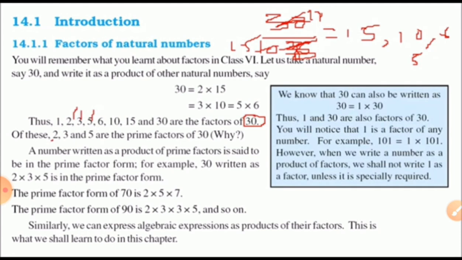But for 30, it is very simple. 30 comes in the 2 table, 3 table, 5 table, 6 table, 10 table, and 15 table. Or 30 is divisible by 2, 3, 5, 6, 10, and 15 also. Easy. Regarding 70, we can say 2 into 5 into 7. Or you can say 2 into 3 into 3 into 5, which are the factors of 90. These are the factors of a number.